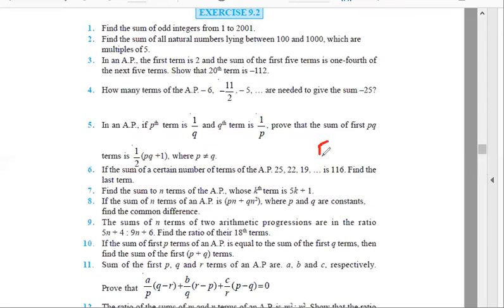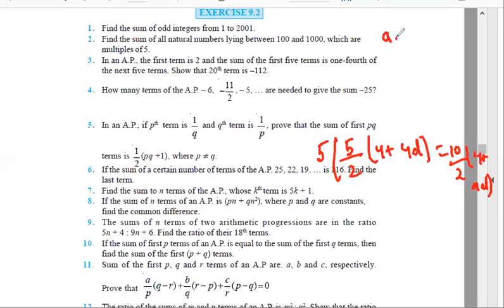So 5 into S5. What was S5? S5 is 5 by 2 into 2a, which is 4, plus (n minus 1) into d, which is 4d, is equal to S10, which is again 10 by 2 into 2a plus 9d, 4 plus 9d. If you solve this, you will get the value of d. Clear? So after getting d, you have a also, you have d also, you have n also. You can find an. Clear, everyone?